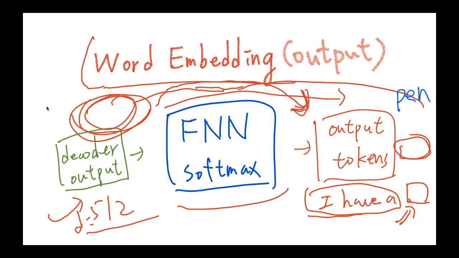Okay, so in the transformer architecture, this embedding layer is shared between the encoder input and the final output layer. They just share the same matrix, the same embedding matrix.